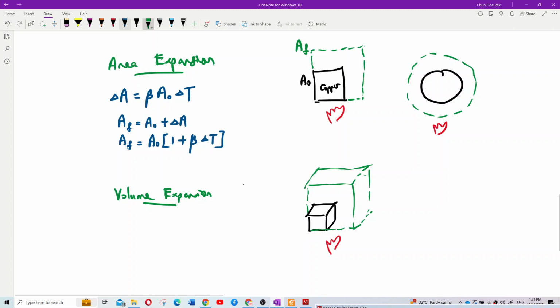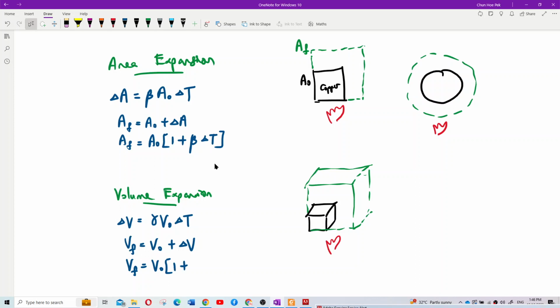So okay, class, the formula is delta V equals, where beta becomes gamma, gamma times initial volume times delta T. For the final volume, just take the initial volume plus delta V, the change of volume, and translate from this one. Final volume is initial volume times 1 plus gamma delta T. That's it, class. You understand?